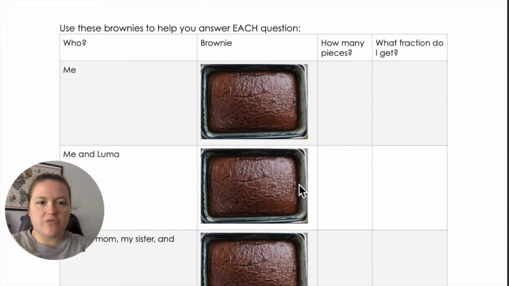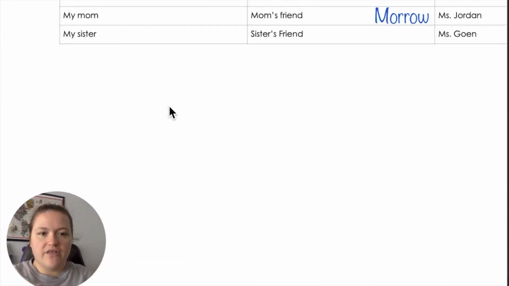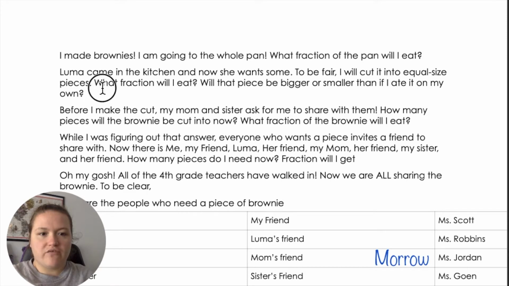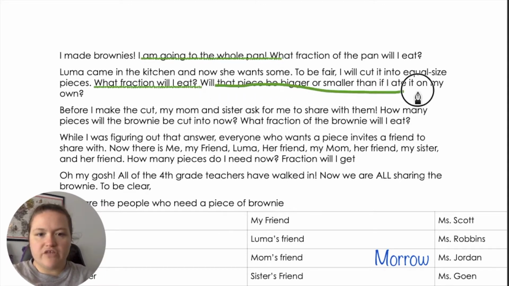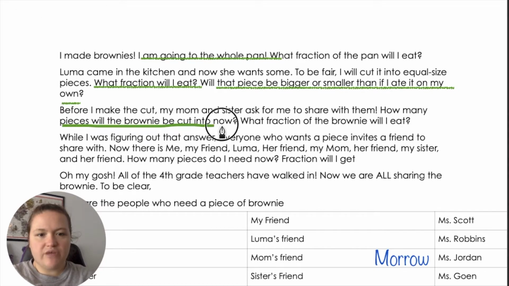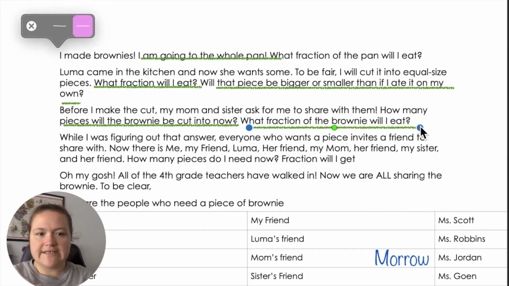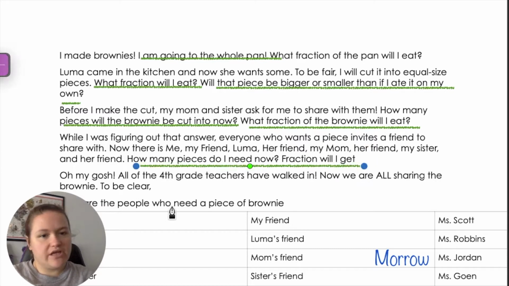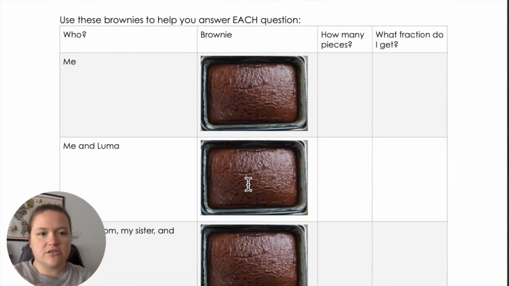Use these brownies to help you answer each question. So we know that each scenario asks, what fraction will I eat? Up here, I'm going to eat the whole pan. We're going to see what that looks like. Will it be bigger if I share with Luma or eat it on my own? How many pieces will the brownie be cut into now? What fraction will I eat? How many pieces do I need now and what fraction will I get? All right, so all of them ask pretty much the same questions, so this table should get us through it.